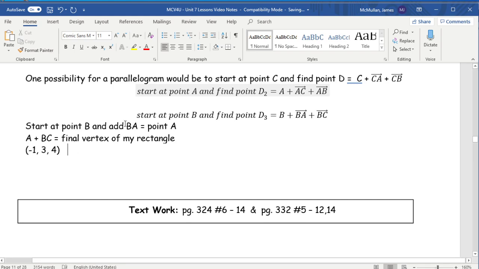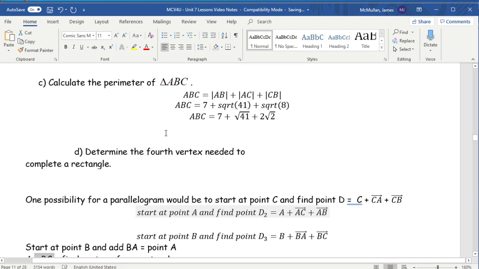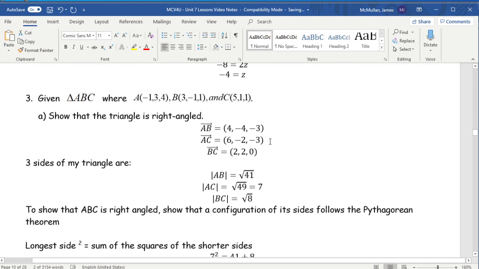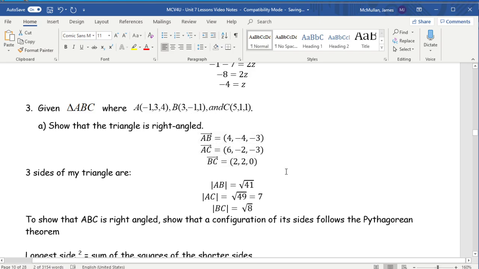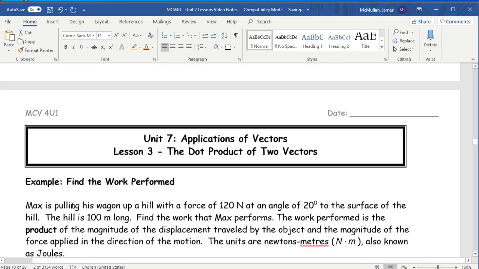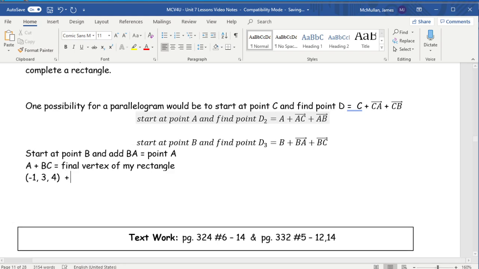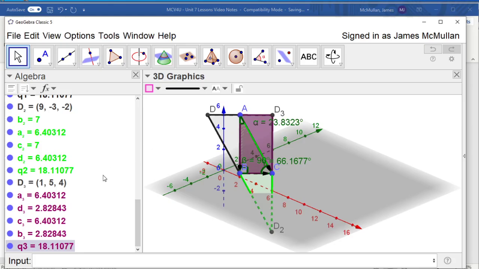Okay, the vector BC, let's go back up and find vector BC. BC was 2, 2, 0. And therefore, the point I need, the point D, would be 1, 5, 4. Let's go back to my picture. Where is point D3? Exactly at 1, 5, 4. And if I draw it, I see that it makes this rectangle.